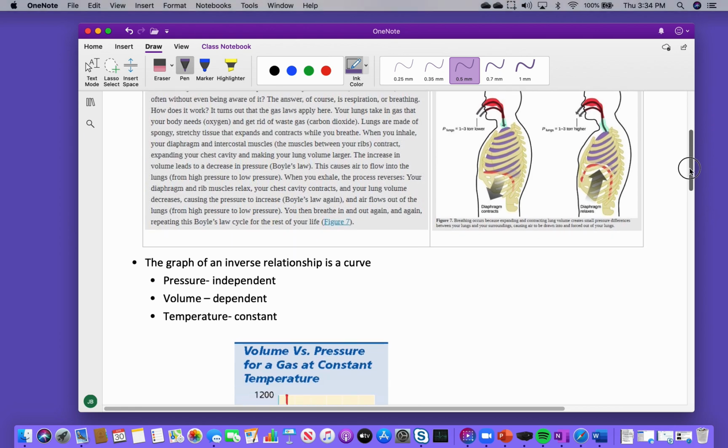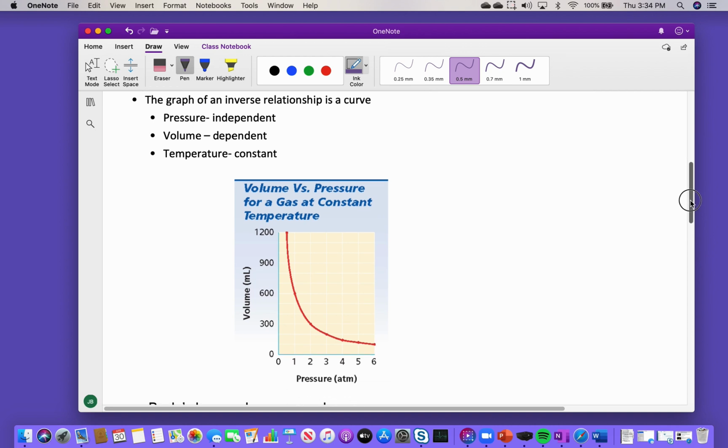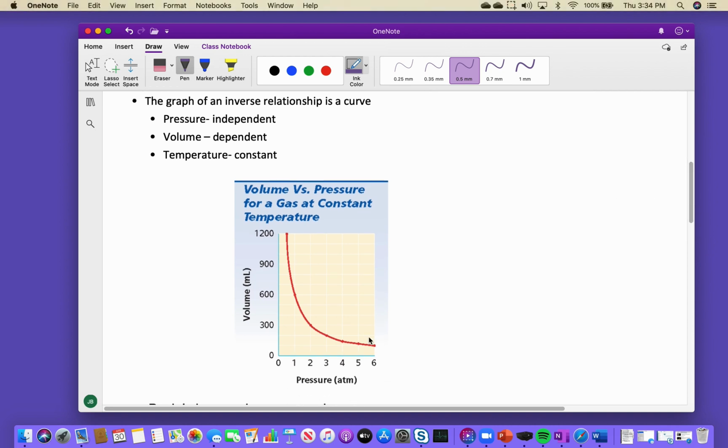Let's look at what Boyle's law looks like when it is graphed. So pressure is your independent variable, and if you remember, your independent variable is going to be on the x-axis, and then volume is your dependent variable, which will be graphed on the y-axis, and the temperature has to remain constant. Now notice, remember, we have an inverse relationship between volume and pressure. And whenever we have an inverse relationship, that's when we get these curves to the graphed data.